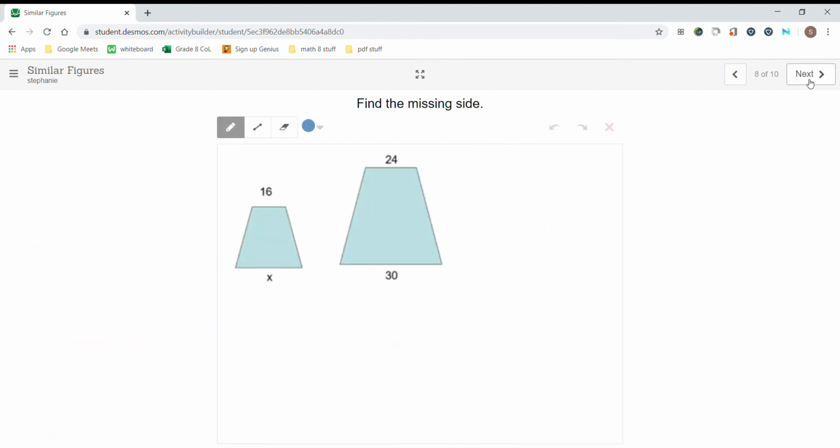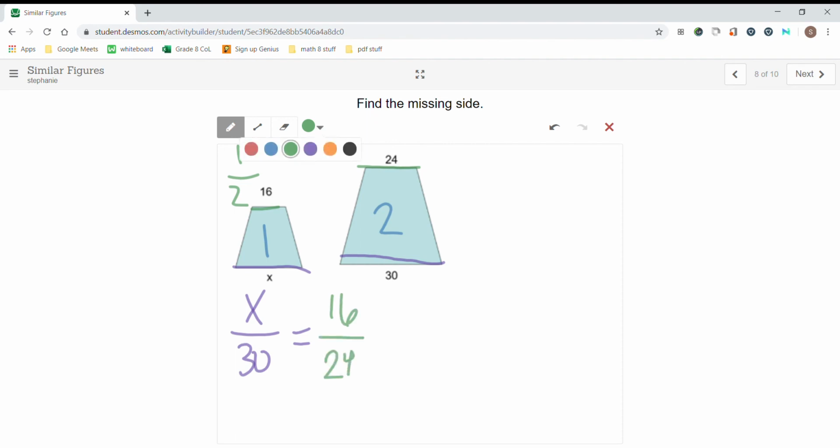All right, so now we have some trapezoids, and we are going to take a look at how to find the missing side for this one. So remember, I want to label 1, number 2. So I'm going to start off with this side with the x, which corresponds with this side with the 30. So x over 30 equals 16 and 24 would correspond. Remember, I always want 1 over 2. So 16 over 24.